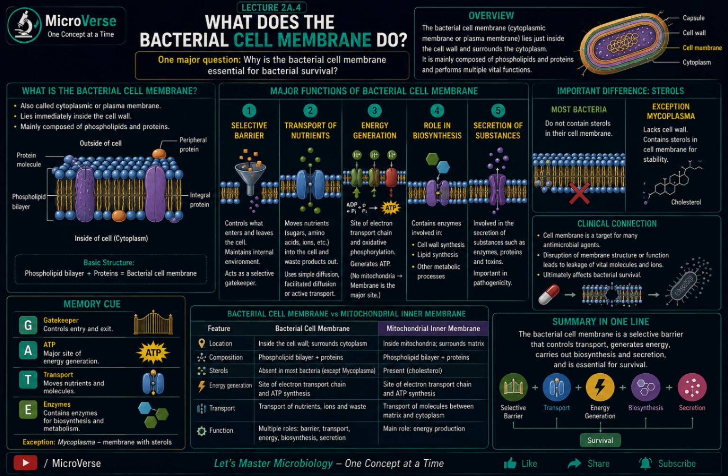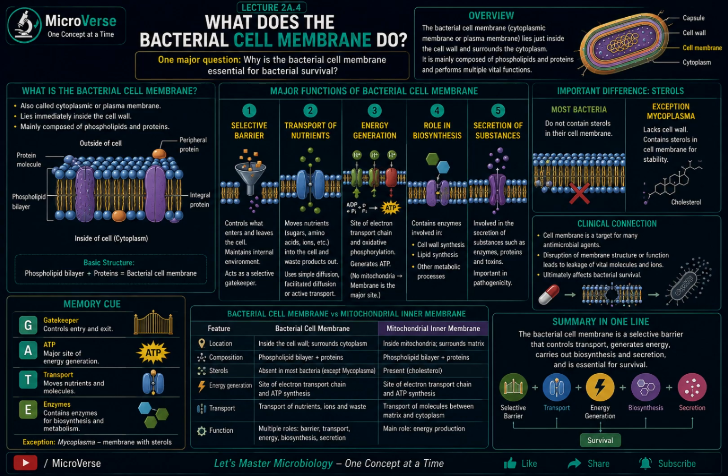So first, selective barrier. The first major function of the cell membrane is selective permeability. The bacterial cell cannot simply allow every substance to enter or leave. It must control what moves across the membrane. Nutrients required for growth must enter, and waste products may need to leave. At the same time, the cell must maintain its internal environment. Therefore, the cell membrane acts as a selective gatekeeper. Some substances can cross more easily, while others require specific transport systems.